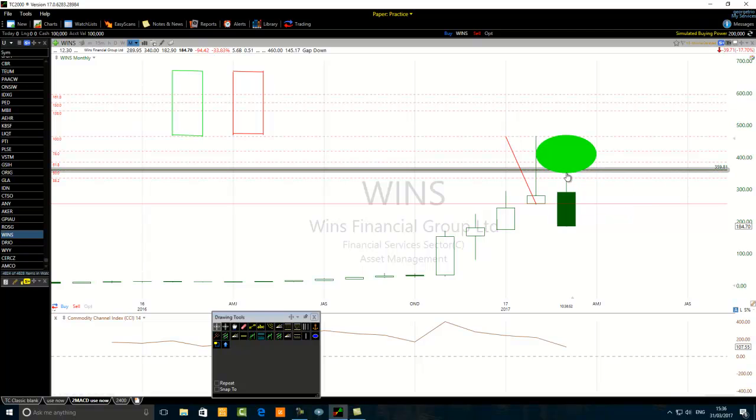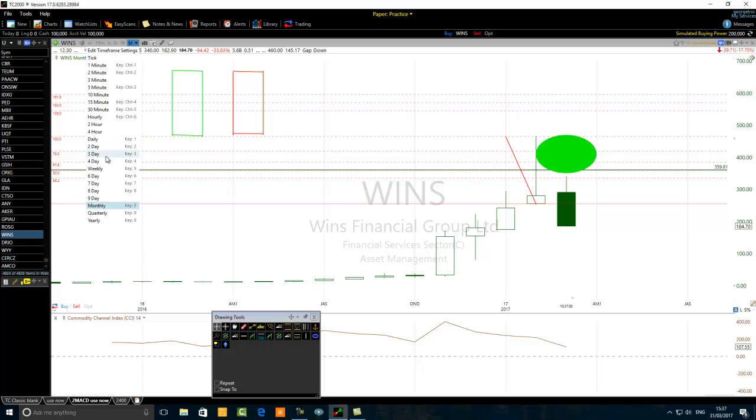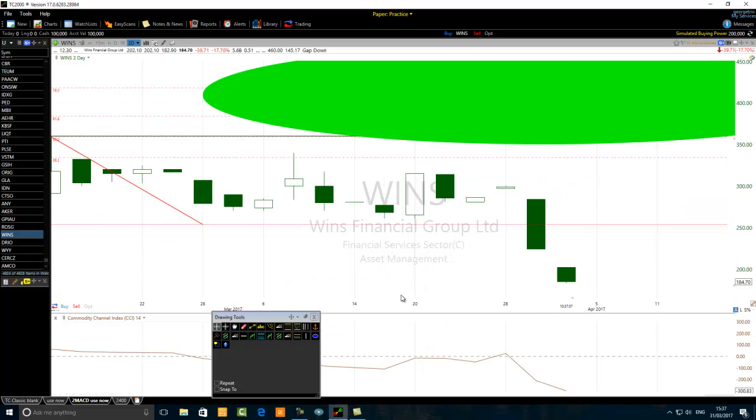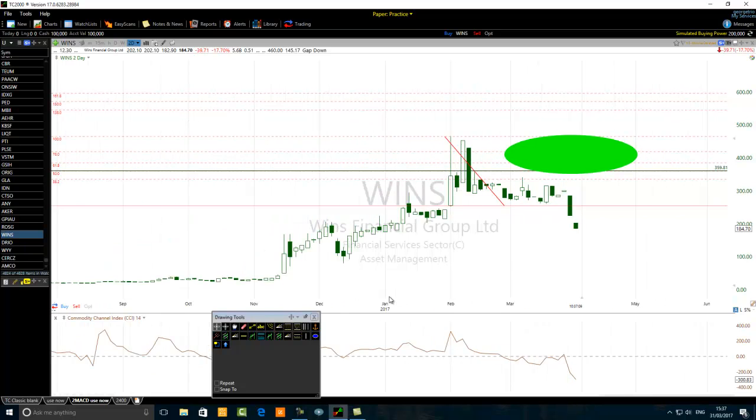On a monthly chart, as you see, it rallies up near that level. You can switch your time frame to the daily chart or weekly chart. Let's go for instance to the 2-day chart. So here we are.